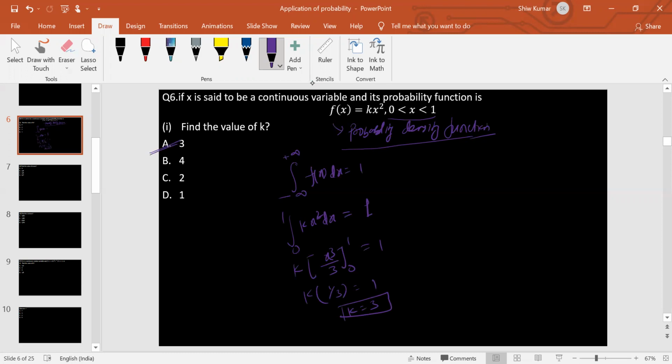Whenever they ask to find the k value, or if the probability density function f of x is given, we always apply the standard formula for PDF. This is, in short, called a PDF. So if you substitute the k value, f of x will be equal to 3x square, where x lies between 0 to 1.